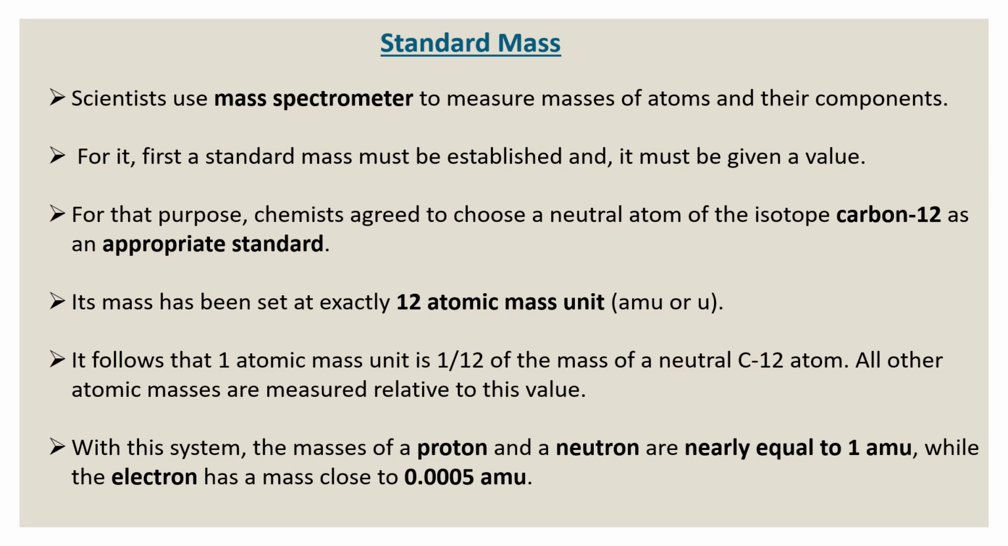With this system, the masses of a proton and a neutron are nearly equal to 1 AMU, while the electron has a mass close to 0.0005 AMU.